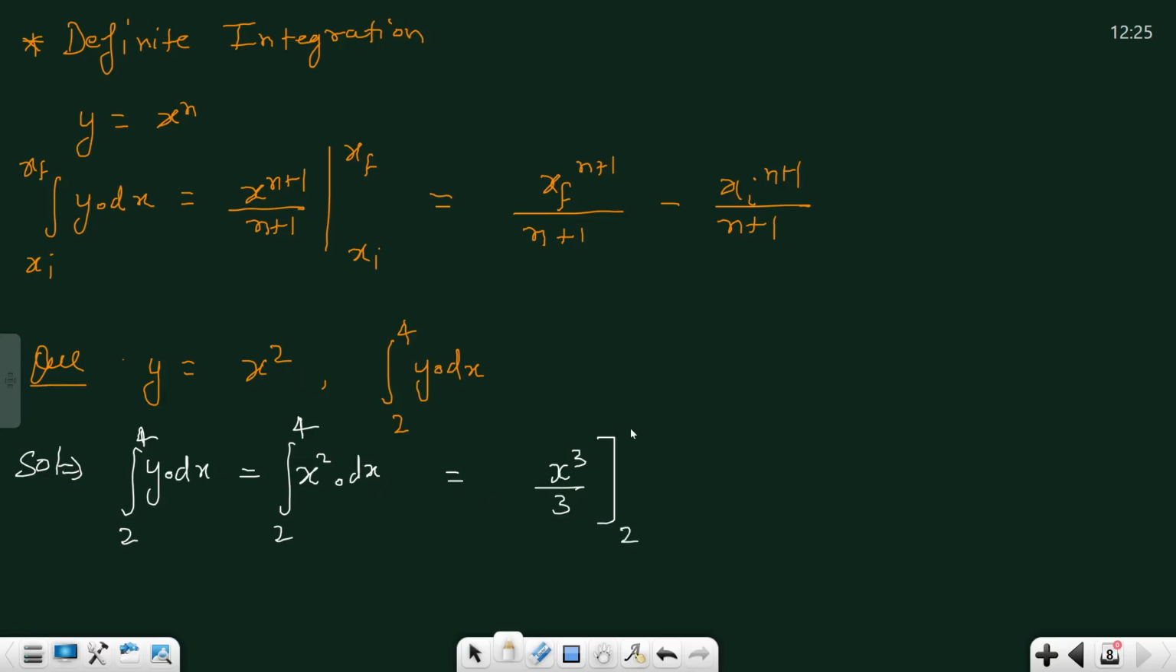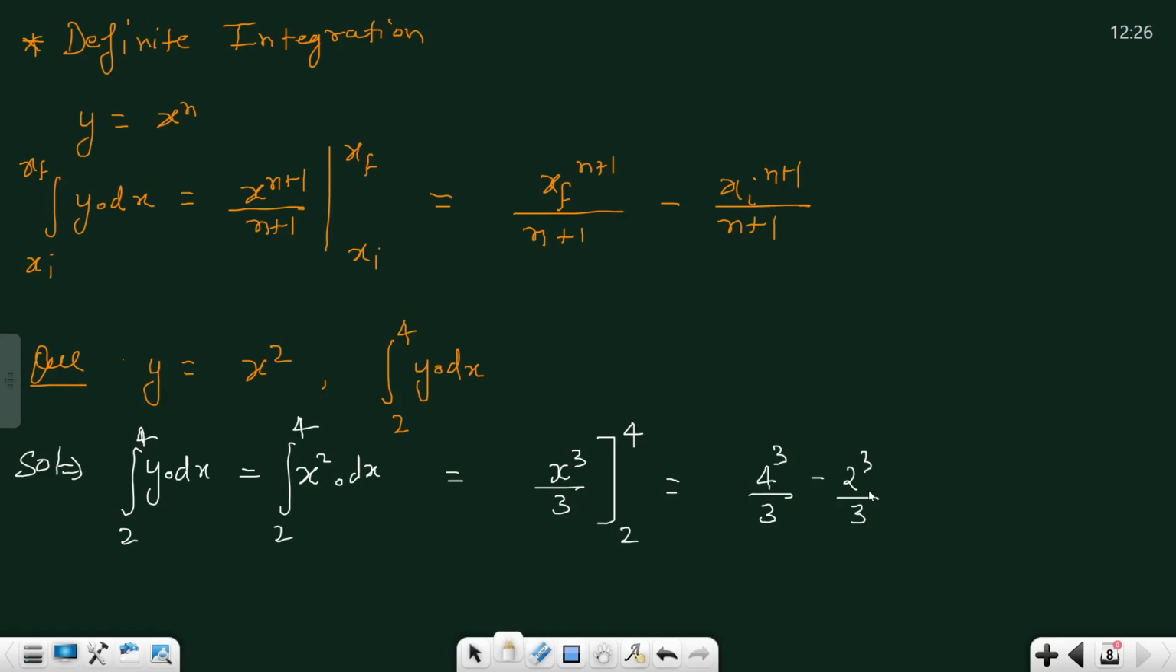Now you just have to put the value. First you will write the upper limit by 3 minus lower limit by 3. So this is all about definite integration. In definite integration, you just have to put the value of limits. Clear? Is it clear?